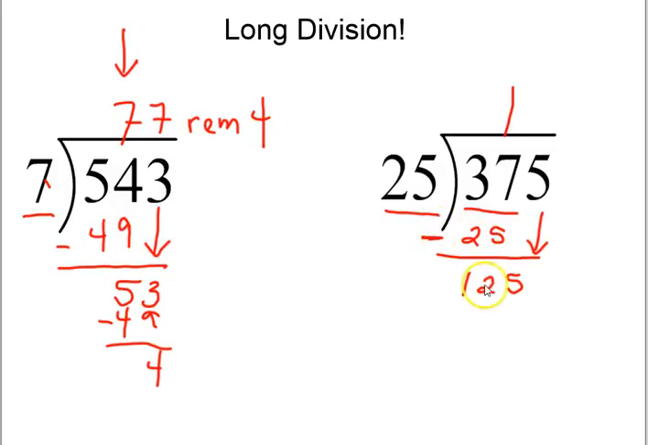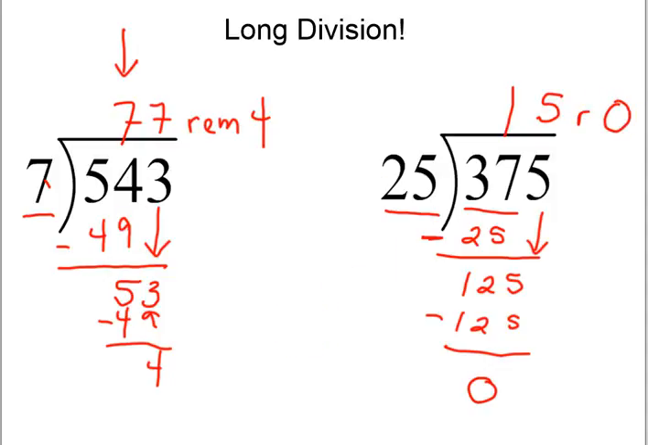And how many times does 25 go into 125? Well, isn't that 5 times? You could use your calculator, or you could count by 25. 25, 50, 75, 100, 125. So that goes in there 5 times. So 5 times 25 is 125. And we have 0. So a remainder of 0.